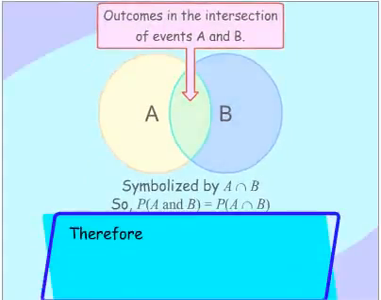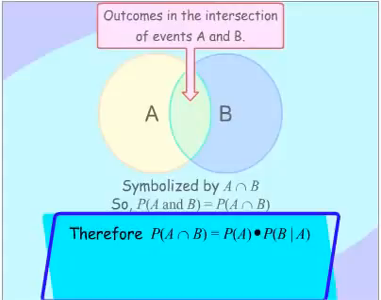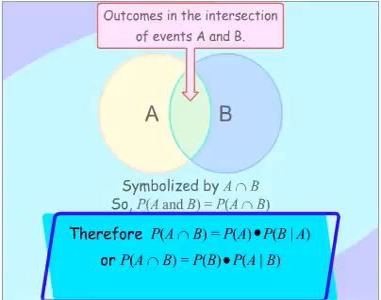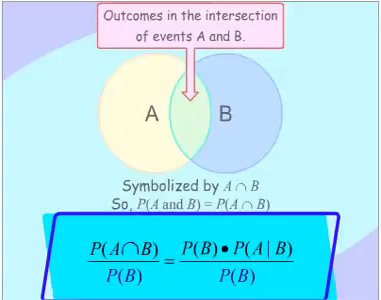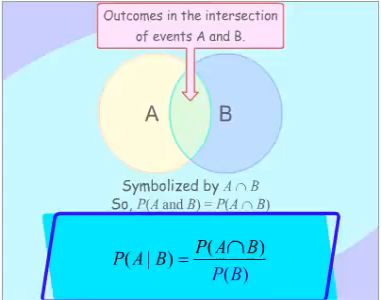Therefore, we have the following. The probability of A ∩ B equals the probability of A times the probability of B given A. Or, the probability of A ∩ B equals the probability of B times the probability of A given B. You can manipulate these statements like algebraic expressions. For instance, by dividing both sides of this statement by the probability of B, we get a statement for the probability of A given B. The probability of A given B is the probability of A ∩ B divided by the probability of B.